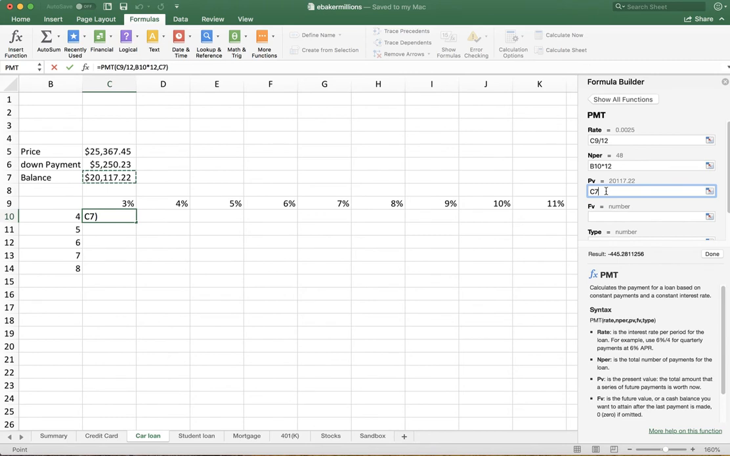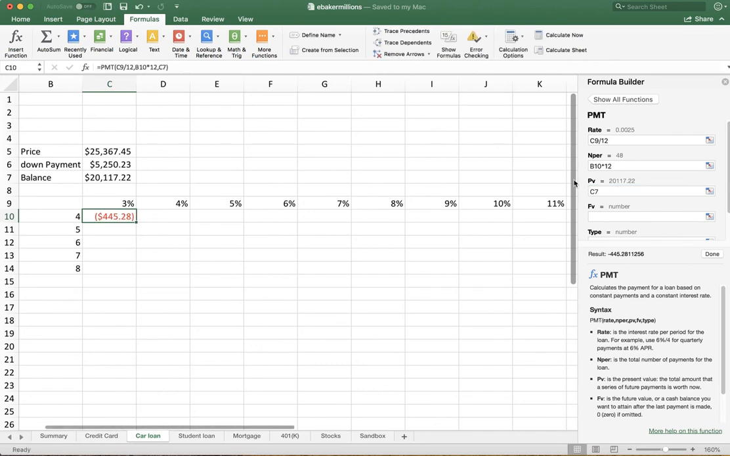cell reference there. So I have my C7 there, and my C7 tells me what my balance is, what I'm going to borrow. And again, I see a minus number as the result. I don't see a minus number as the result here at the top. Wonder why that is. All right, well, C7, and I don't want to see that as a minus. There's something wrong here. Let me do that. Yeah, there it is. It's minus. That makes no sense to me.